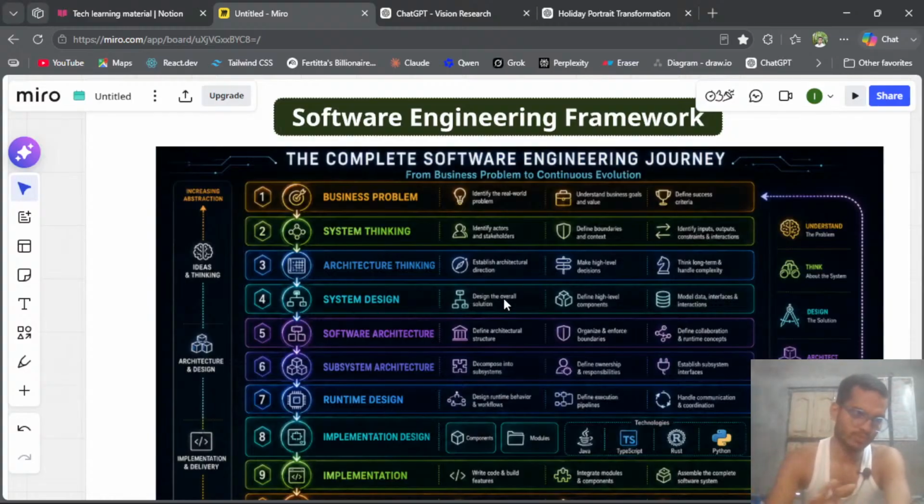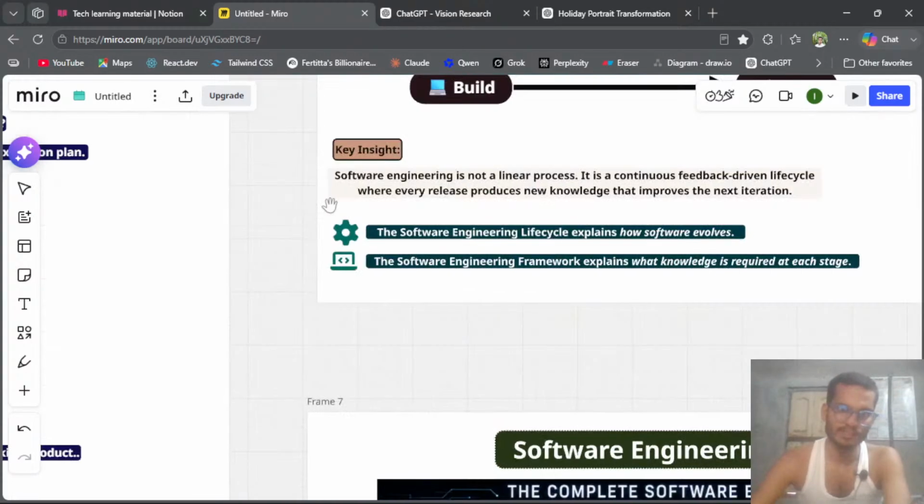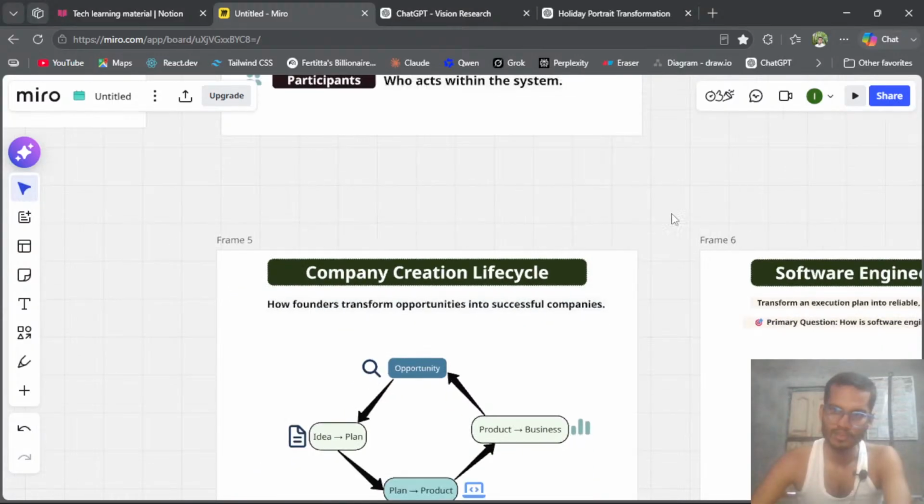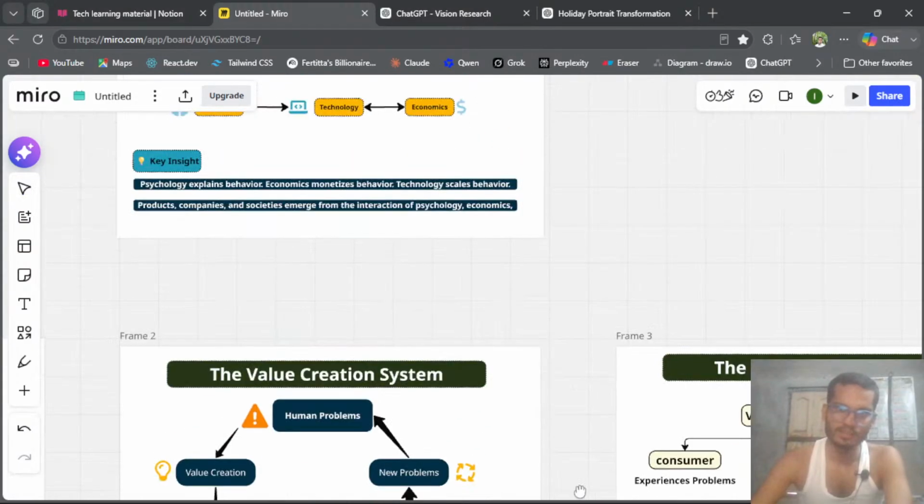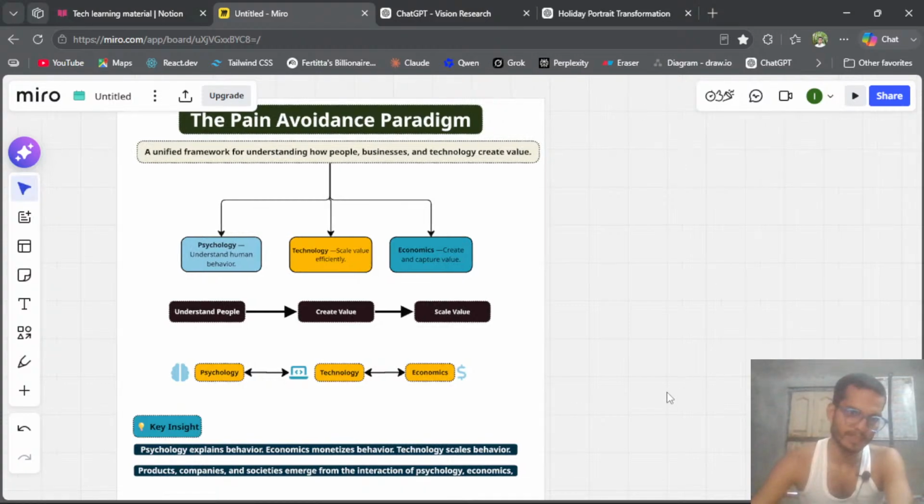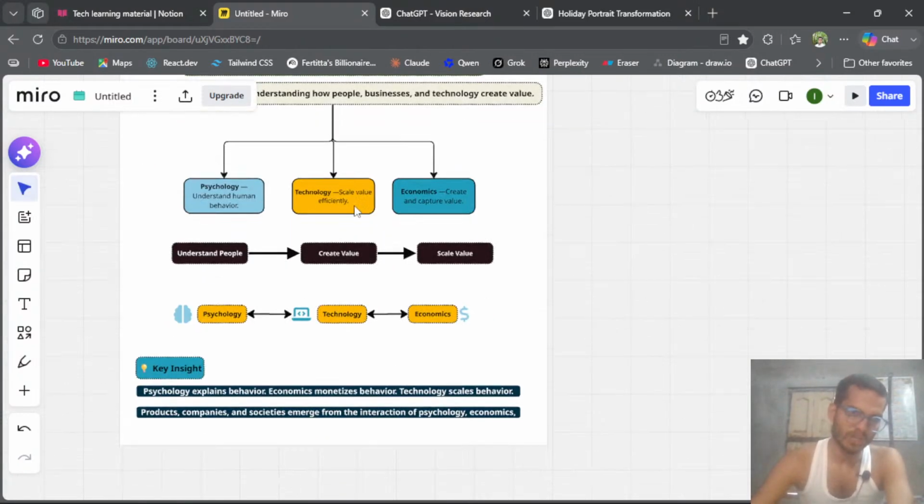Through this system design or product engineering, so far we understand the business problem. To understand the business problem, I just talked about these three very basic concepts. We talk about this pain avoidance paradigm. It basically talks about three things: psychology, technology, and economics.